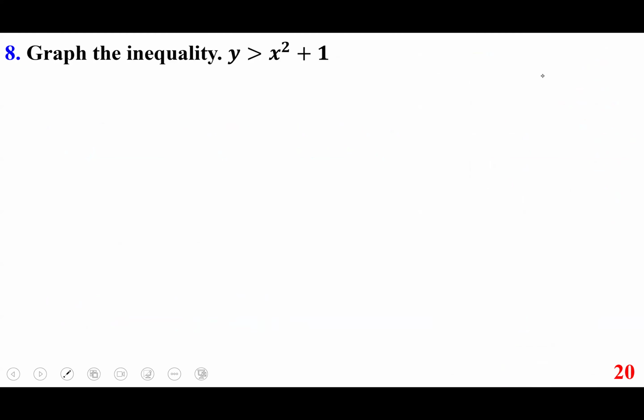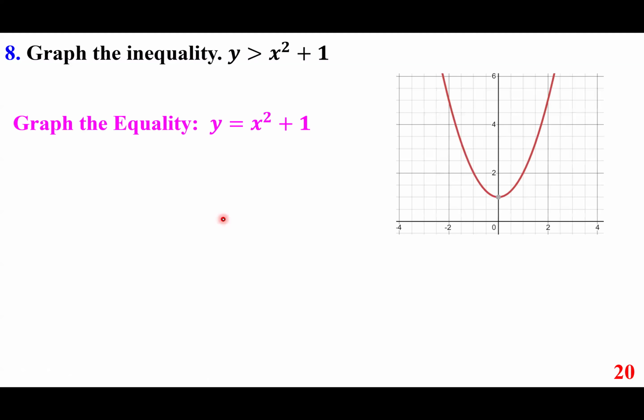What about graphing an inequality which is non-linear? Same format. First, change it to equality. As you know, y equals x squared is a parabola, plus 1 shifts up by 1 unit. So it's an easy graph. This one has coordinates 0. So we should know that.